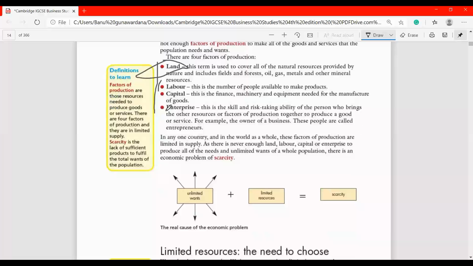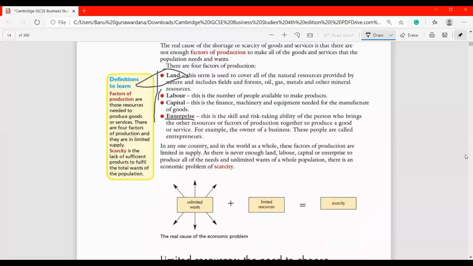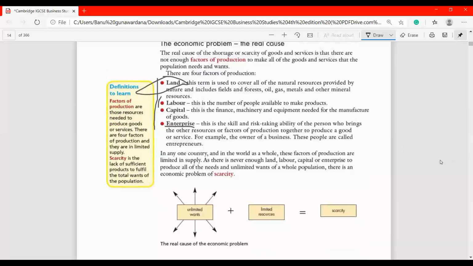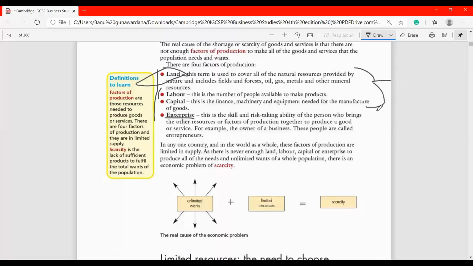Next, we learn about enterprise, which is a crucial, important factor when it comes to business studies. Enterprise is the skill and the risk of bearing while running a business organization. This is the skill and the risk-taking ability of a person to bring all these three factors of production together and to produce something. Basically, this can be the owner of a business who decides to use these three factors of production to produce a product or a service.